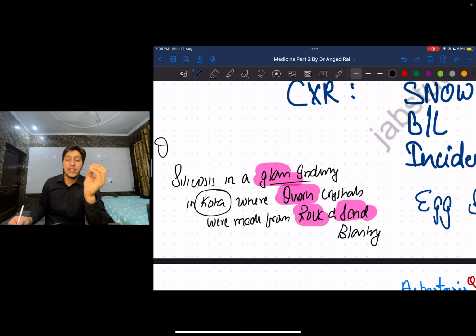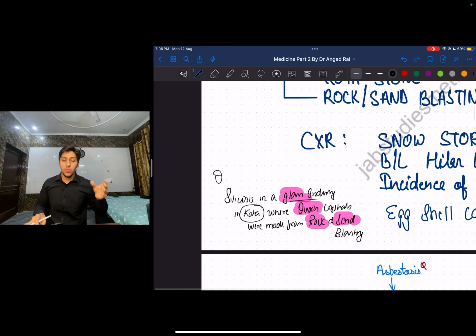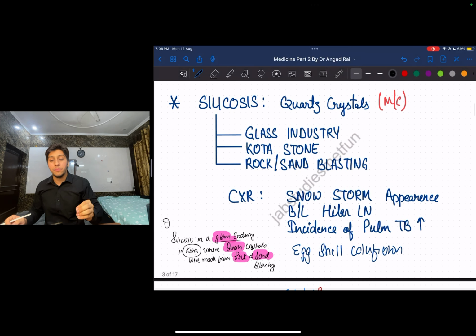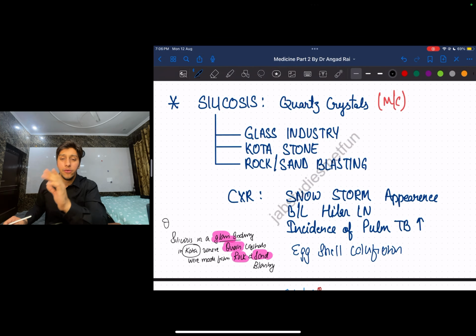What I said is silicosis occurs in a glass industry. What was the location? It was in Kota. And what they were producing? Quartz crystals. And crystals are nothing but rocks and sand. So this is a mnemonic which will help you to remember the sources to which silicosis occurs. Now guys, why is silicosis very important? First of all, it is the most common type of pneumoconiosis.